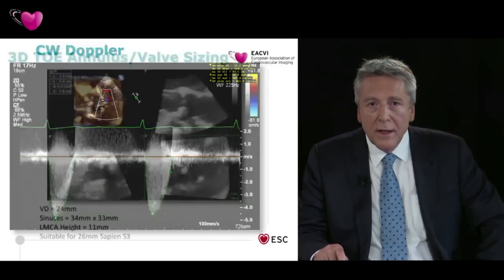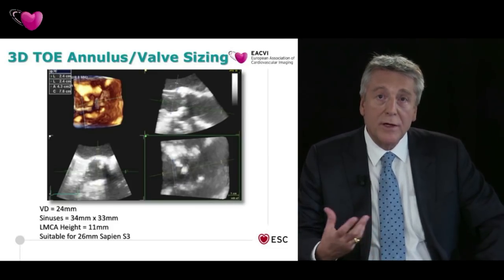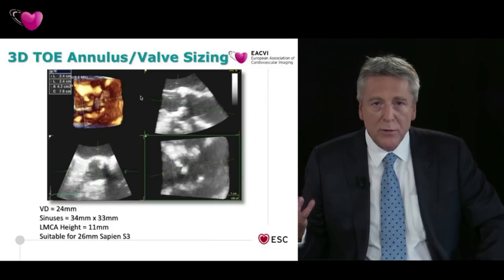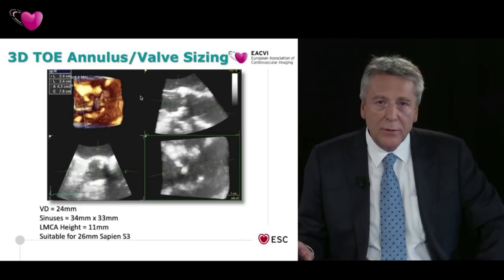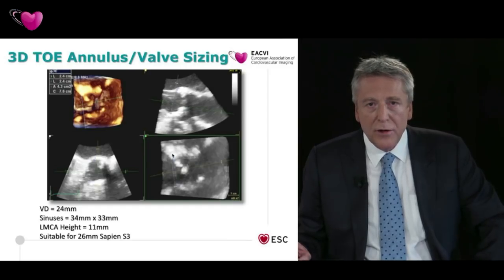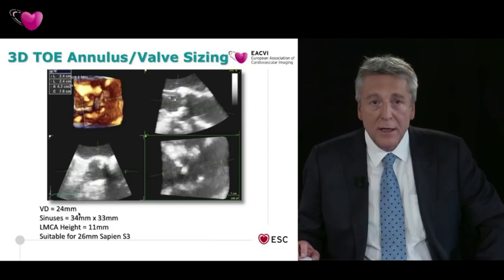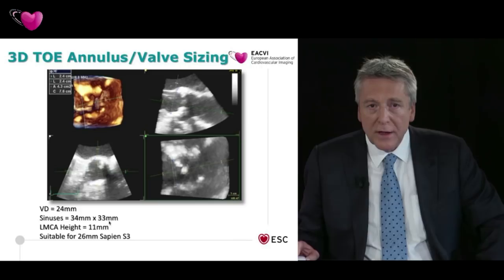So, as I've already mentioned, we tend to do most of our valve sizing using 3D TOE, and in this particular patient, and I'll hopefully have the opportunity to talk to you a bit more about that in a minute. The basic principles are almost identical to the way you do it with a CT. You generate some multiplane reconstruction and a transverse view just beneath the aortic valve leaflets at the level of the virtual annulus, which you can then trace around to calculate the virtual diameter, which in this case is 24 millimeters. The sinuses were 34 to 33 millimeters, and the left main coronary height was 11 millimeters.